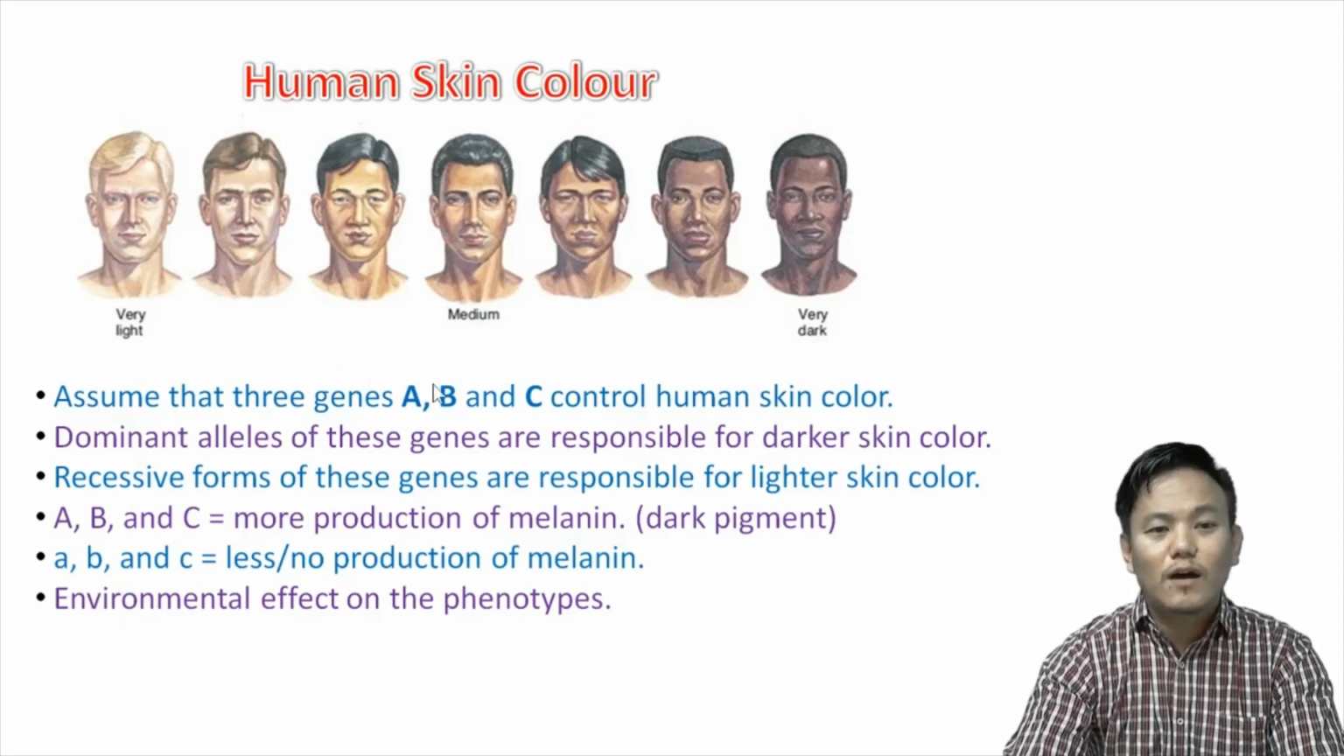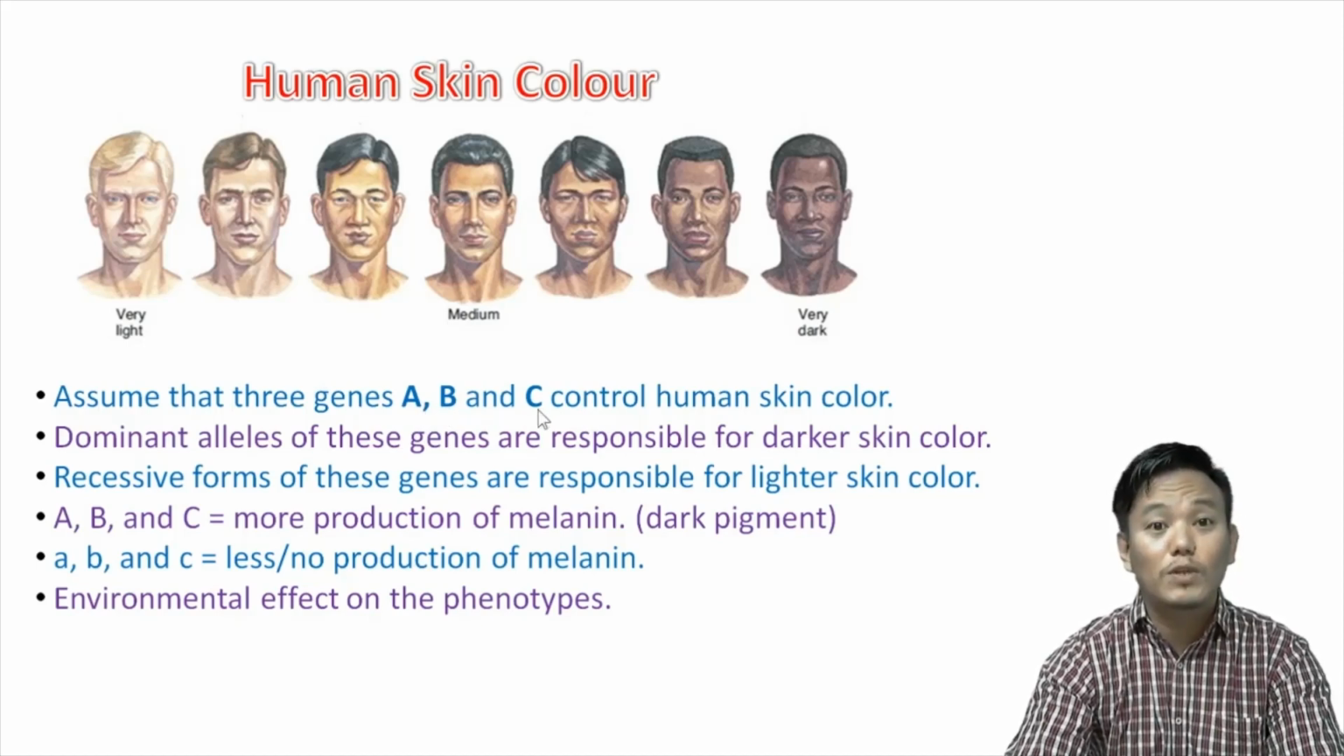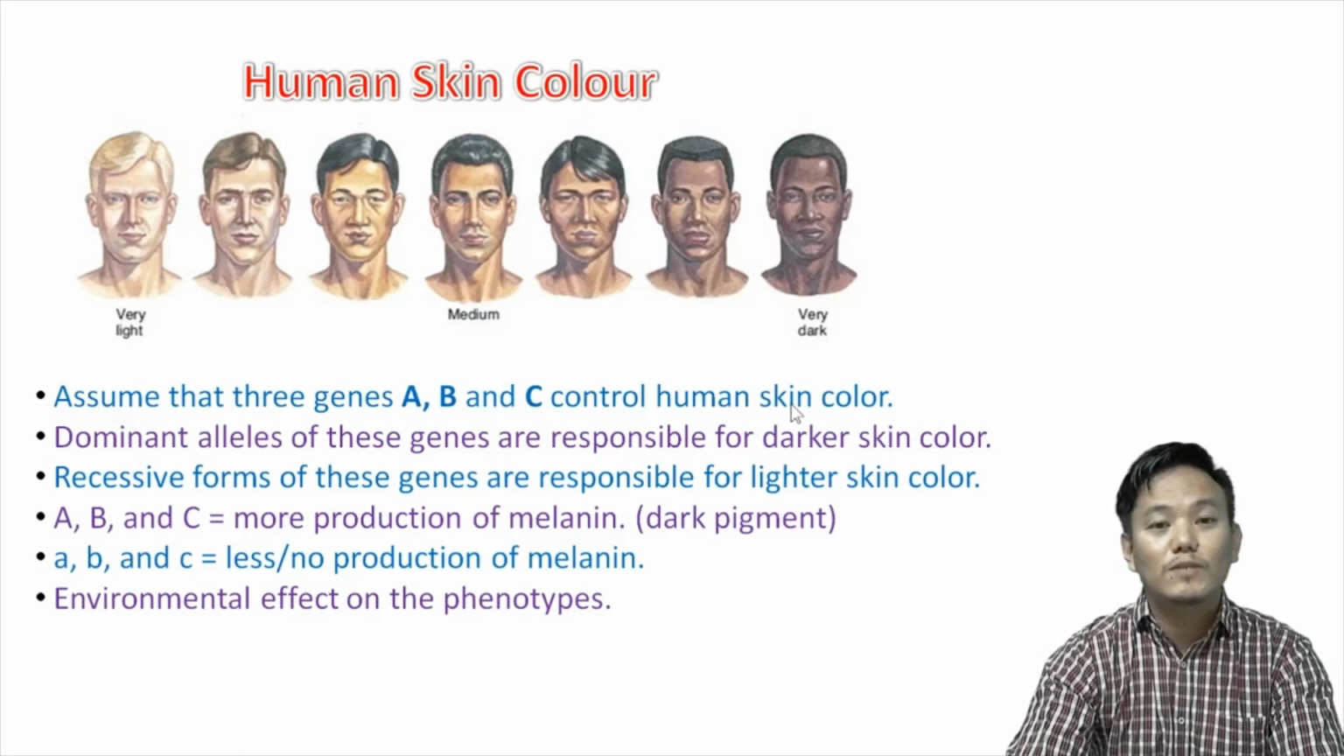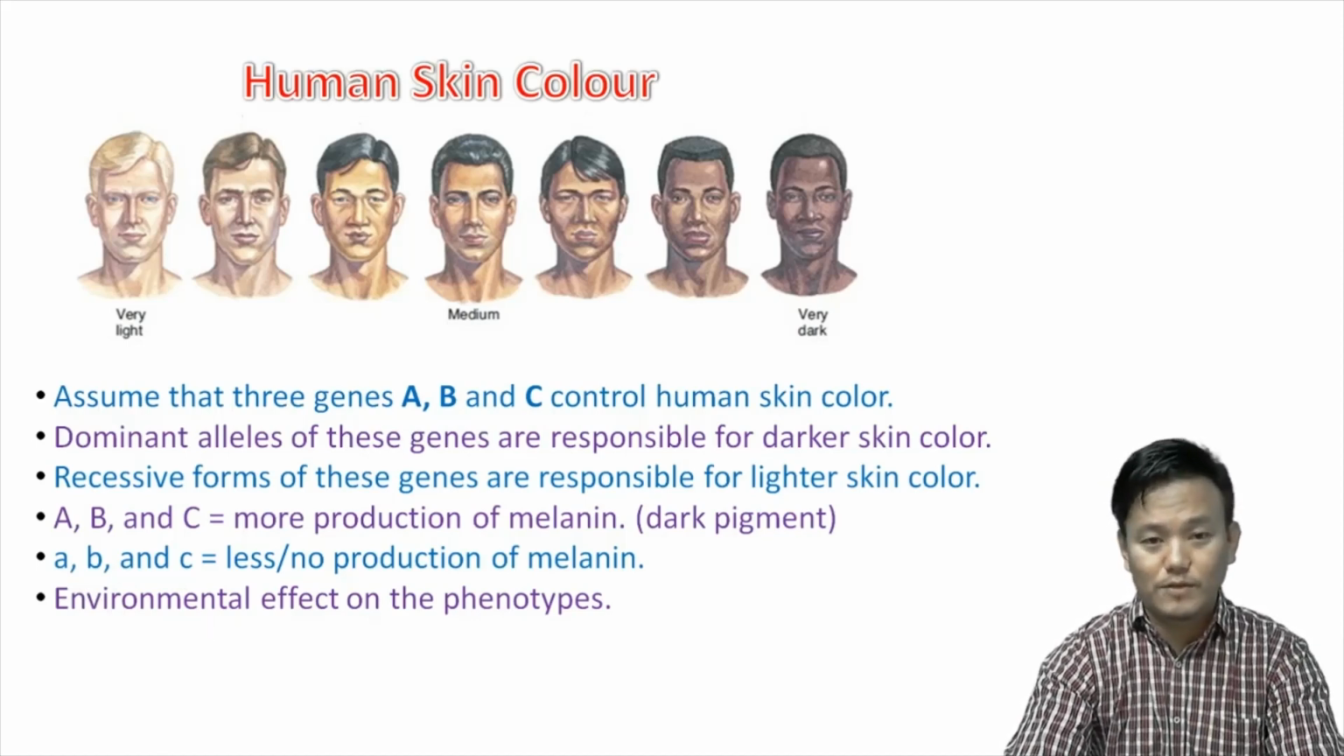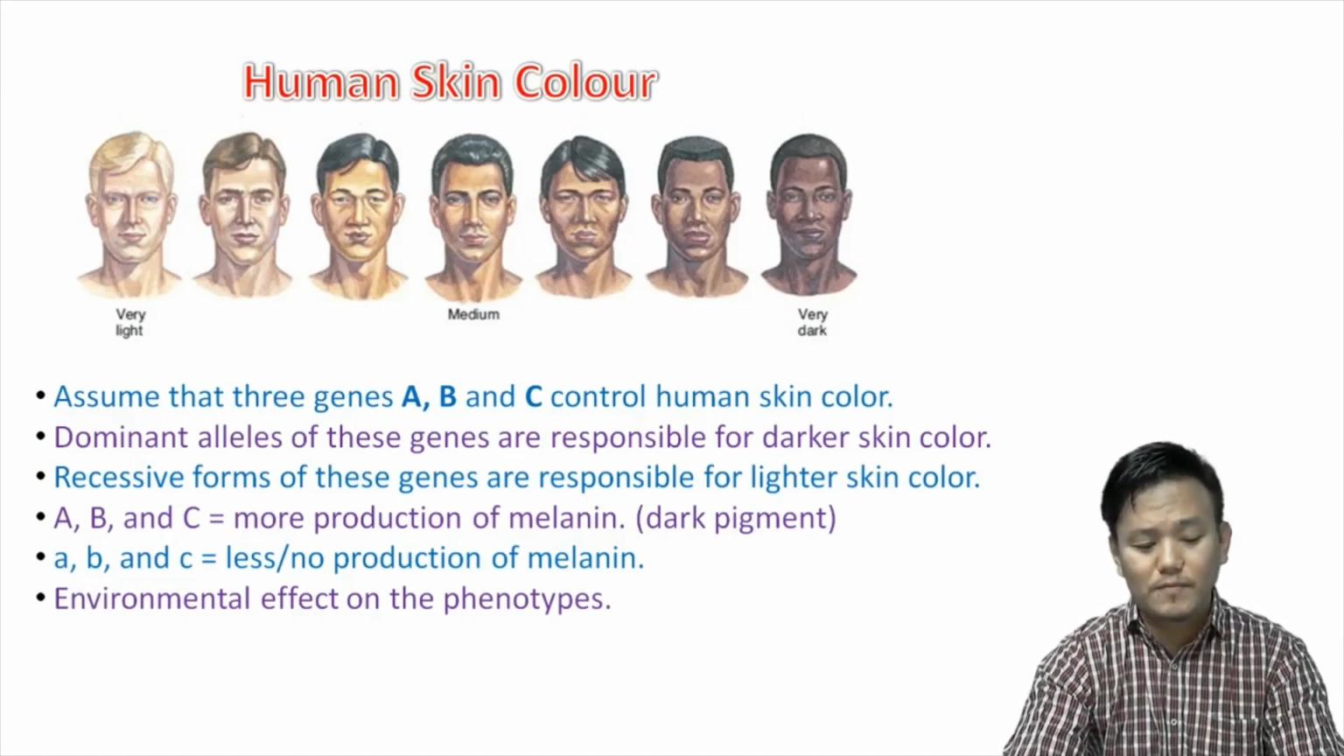So these are the genes that are involved in human skin color. Look over here, we have 3 genes, that is more than 2, right? So we have 3 genes which control human skin color. This is just an assumption we are taking. And in polygenic inheritance, we also have to think about environmental effects on the phenotypes as well.